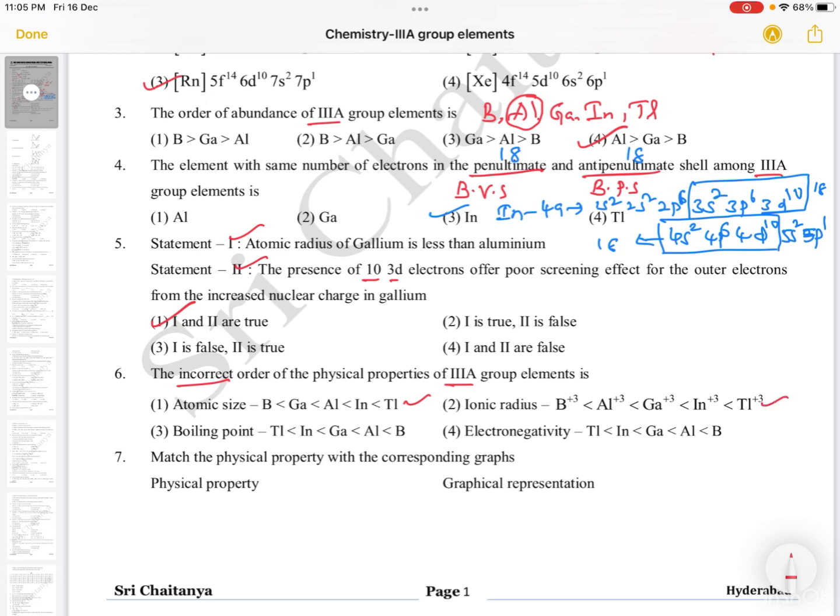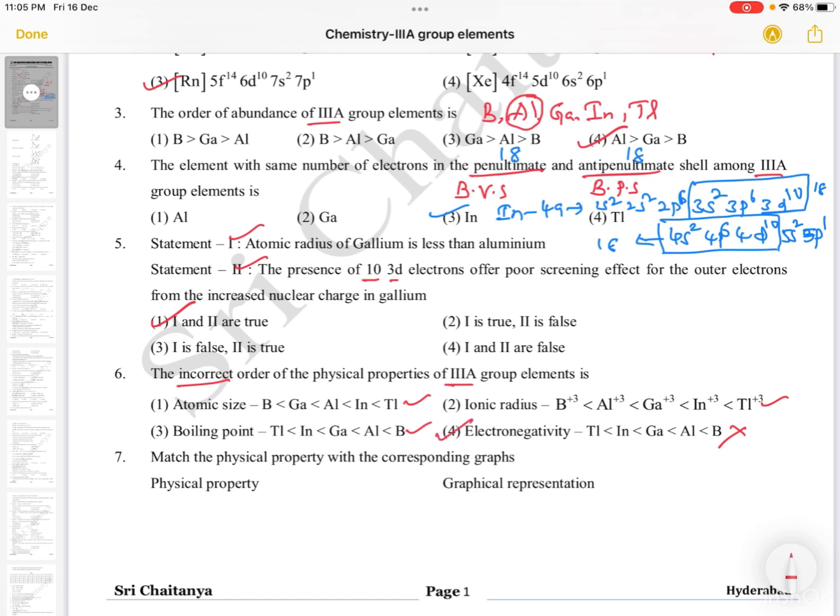If you see, thallium is less than indium, which is less than gallium, which is less than aluminium, and it is less than boron. This is also correct statement. And coming to the fourth statement, that is electronegativity order is given here. Electronegativity order is thallium is less than indium, which is less than gallium, and which is less than aluminium, and this is less than boron. So this is incorrect statement. So it is asking incorrect only. That's why our answer should be fourth one.